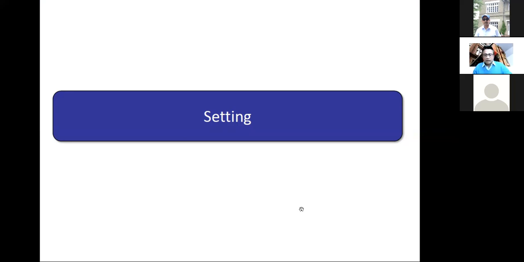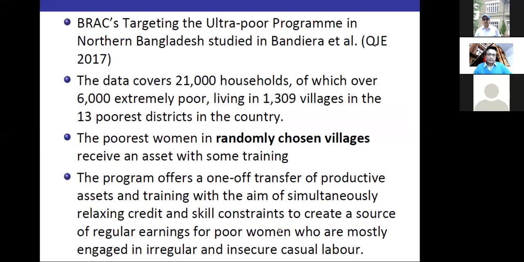Okay. So what I'm going to do now is describe a little bit of the setting here, because that's important in our interpretation. So basically, this is the BRAC's targeting the ultra poor program in northern Bangladesh, right? And there's an earlier paper that my co-authors studied, where they look at the average effect of this program as opposed to the dynamic accumulation behavior, which is a test of the poverty trap model that we carry out in this paper. So the data covers about 21K households, of which over 6,000 are extremely poor, okay?